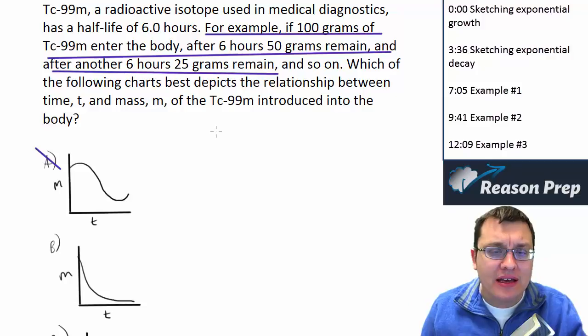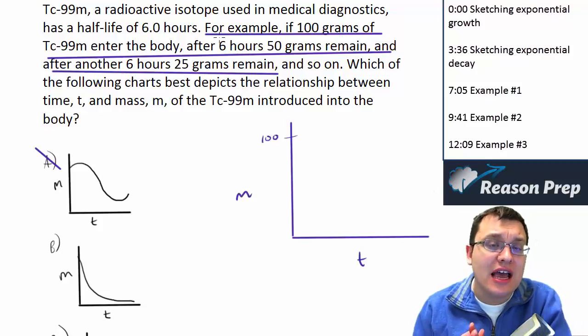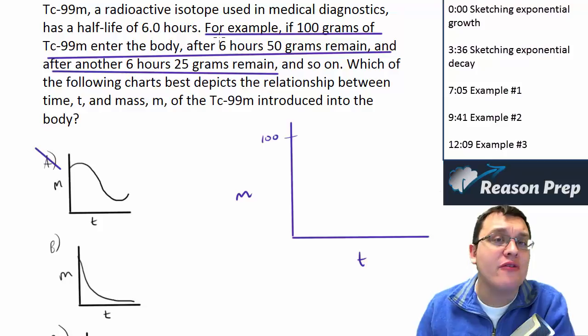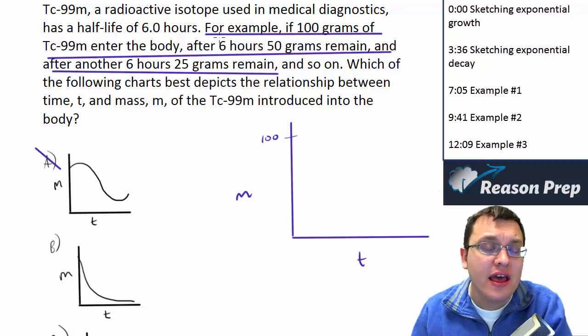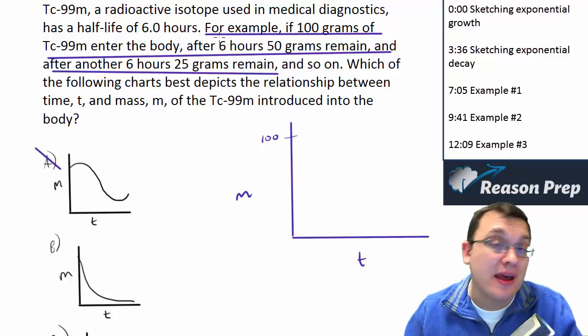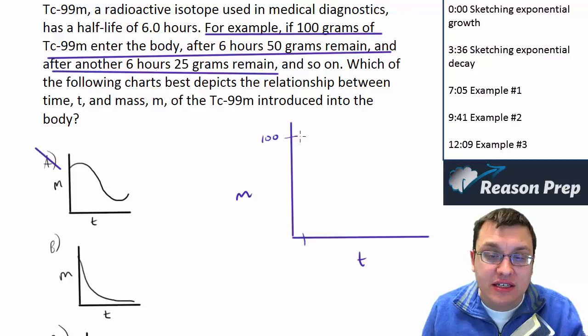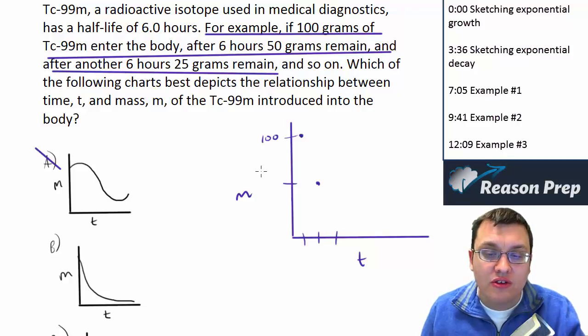So what I might recommend is, again, kind of sketching out what's being shown here. So here's time, here's mass, here's 100, and the half-life says after 6 hours, half of it decays. So it goes from 100 to 50, and then another 6 hours pass, and it goes from 50 to 25, and then another 6 hours would pass, and it would go from 25 to 12.5. So we can kind of sketch that out. Here's 6 hours, here's another 6 hours, so here's 50. Here's another 6 hours, so here's 25. Right?